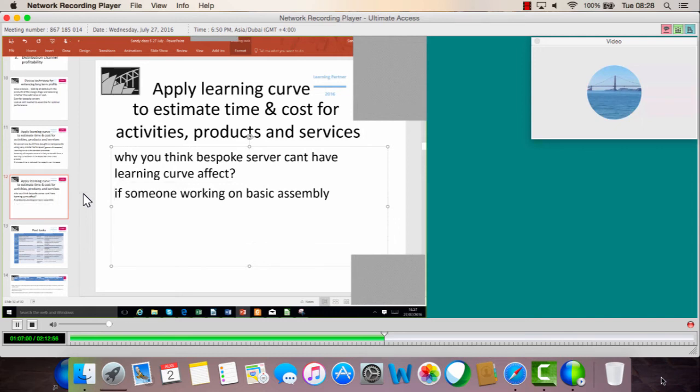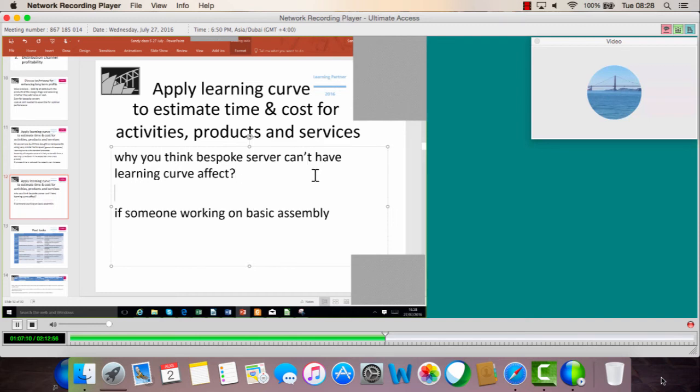So, where do you think the bespoke server can't have a learning effect? Right. I think the answer to that is, I think it can. And I think the bespoke server can have a learning effect in 2 different ways.